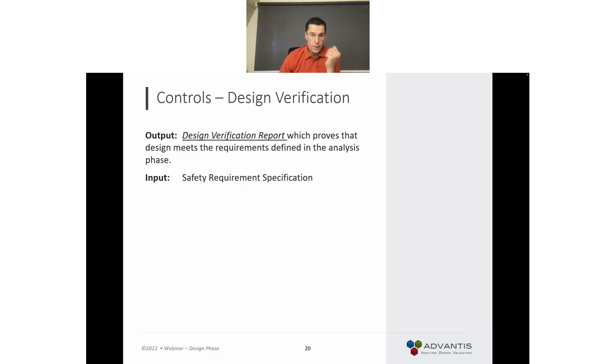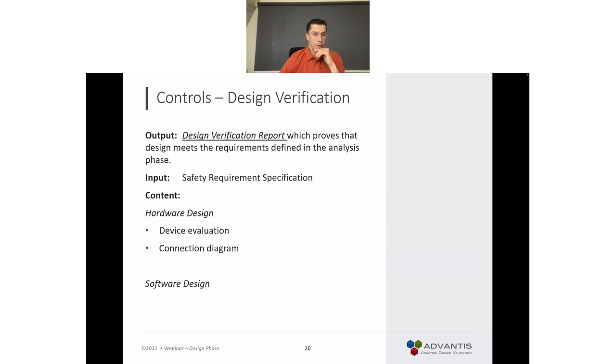There are two parts to it. There's a hardware design and there's a software design. The hardware design is the design, the device evaluation. So what components, devices am I using that meet those requirements? For example, if I have a PLE safety function, I know what type of devices I need to pick. Connection diagram, how are they connected? What is the architecture behind it? Those are the two core elements in the hardware design.